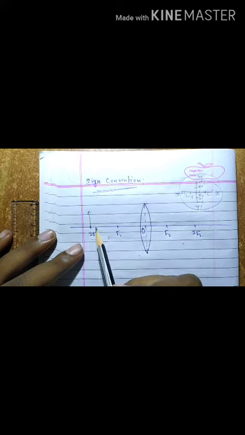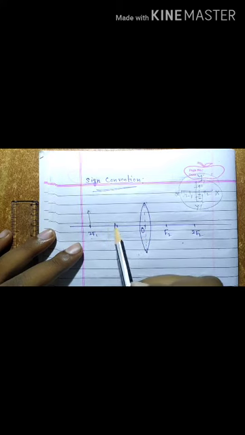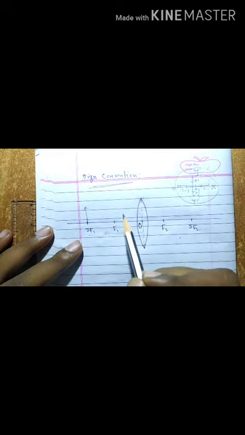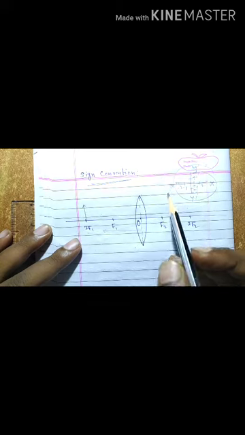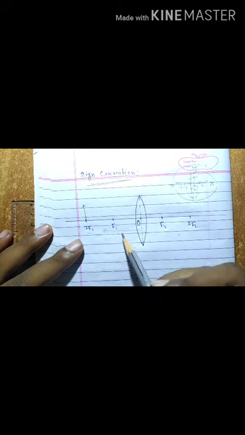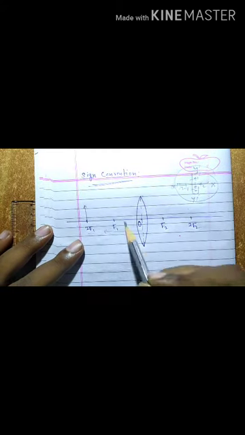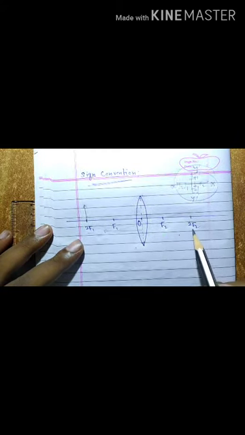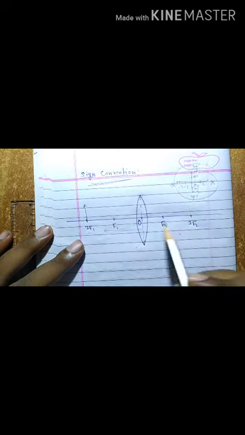Third point, distance perpendicular to the principal axis and above it is taken to be positive. Fourth point, distance perpendicular to the principal axis and below it is taken as negative. This side will be positive, and this side, perpendicular downward to the principal axis, is taken as negative.